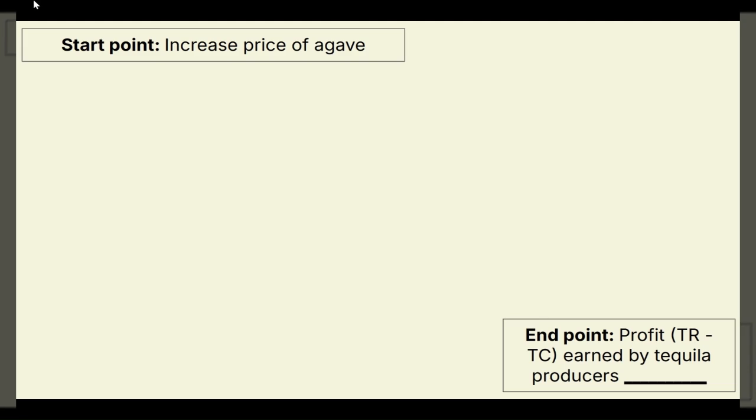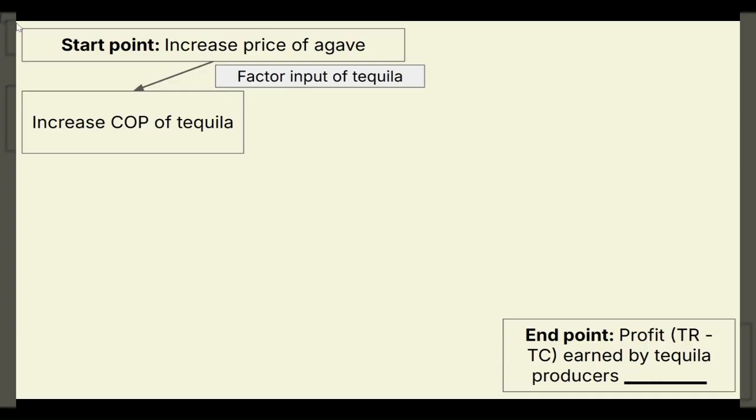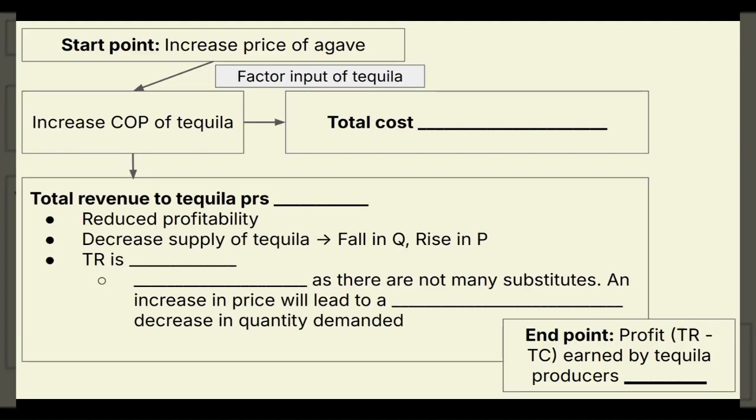Recap for part B. We were looking to show how the increase in prices of agave will cause the profits earned by tequila producers to increase or decrease. So that's our endpoint. We know that profit equals total revenue minus total cost. So we have established 2 points of view.